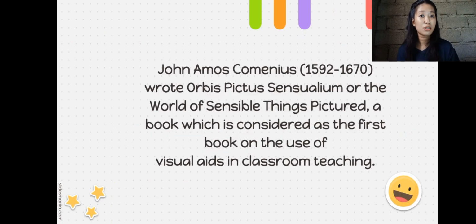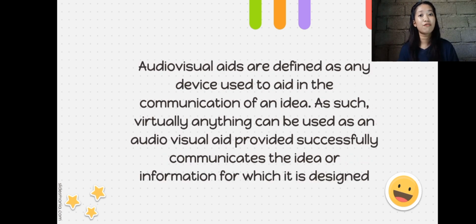According to John Amos Comenius, 1592 to 1670, who wrote Orbis Sensualium Pictus, or The World of Sensible Things Pictured, a book which is considered the first book on the use of visual aids in classroom teaching, audiovisual aids are defined as any device used to aid in the communication of an idea.